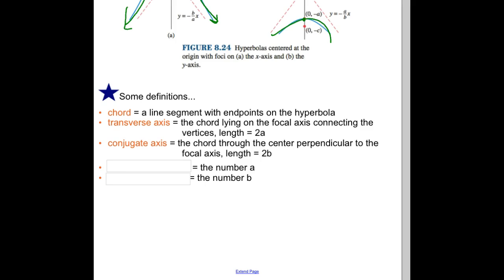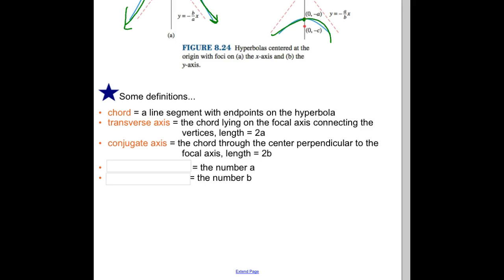So they're defining chord because chord is used in the other two definitions. A chord, remember, is just a segment that has endpoints on your hyperbola. The transverse axis is the chord lying on the focal axis connecting the vertices. It has a length of 2a.